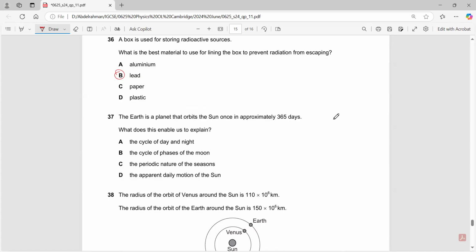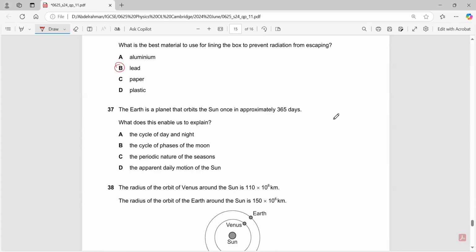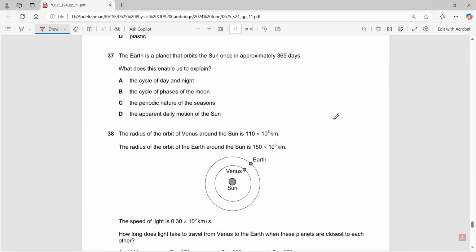The Earth is a planet that orbits the Sun once in approximately 365 days. What does this enable us to explain? The rotation around the Sun explains what? The seasons. Yes, thank you.